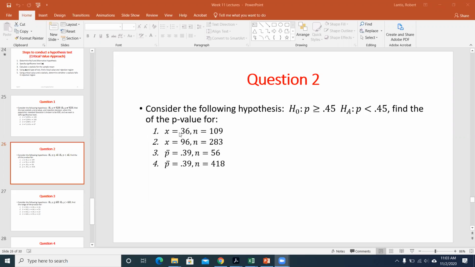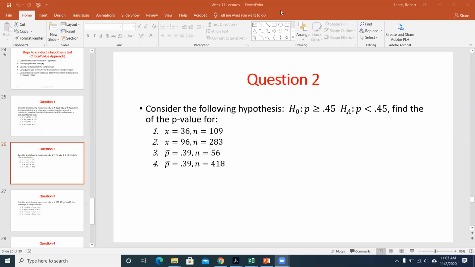So if I told you that the number of people that own guns was 36 in this survey out of 109 people surveyed, well, what's my sample proportion there, right? Anytime I'm not given P bar or P hat, whatever we want to call that sample proportion, I can figure out what that is if I know the number of successes out of the number of trials, or the number of whatever I'm looking for out of the total number of observations, right?